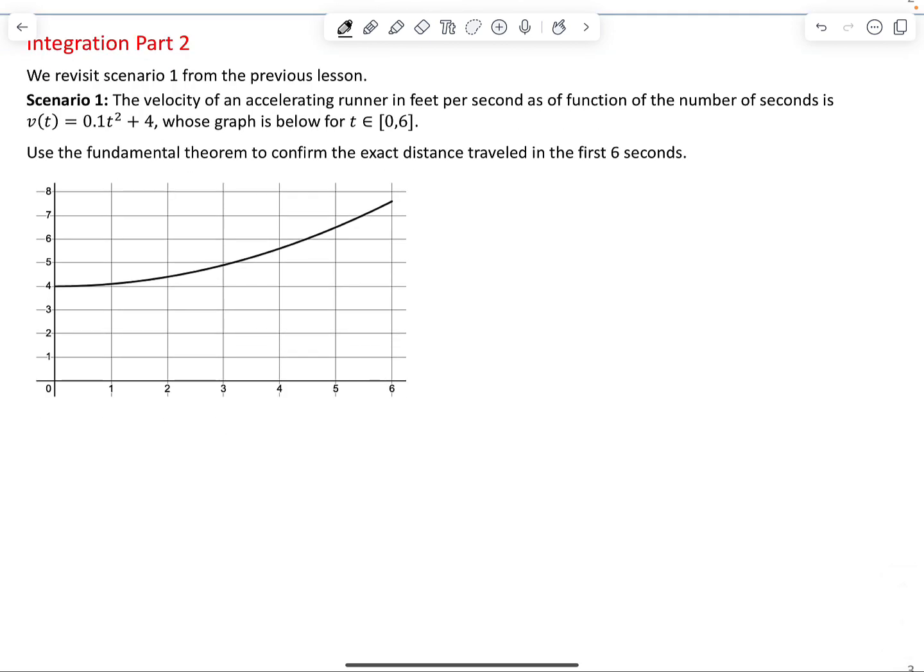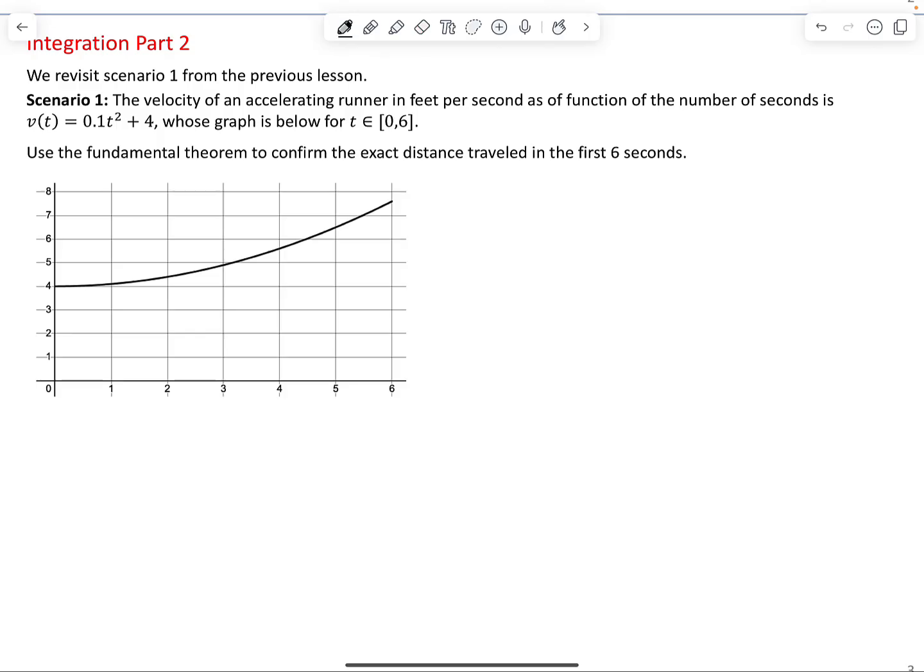In particular, we revisit scenario 1 from the previous lesson. Now, scenario 1 was a situation where we had the velocity of an accelerating runner in feet per second as a function of the number of seconds, v of t equals 0.1 times t squared plus 4, whose graph is below for t between 0 and 6. Use the fundamental theorem to confirm the exact distance traveled in the first 6 seconds.